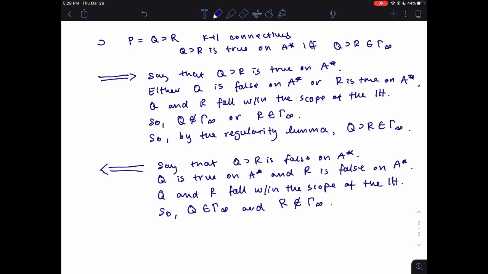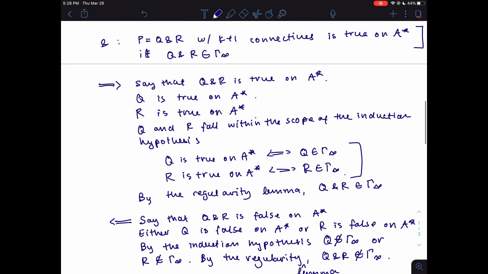Then we can appeal to the regularity lemma to get to our conclusion that if Q is a member of gamma infinity and R is not a member of gamma infinity, then if Q then R cannot be a member of gamma infinity. And that's it. We assumed that if Q then R is false on A star, and we showed that that entails that if Q then R is not a member of gamma infinity. And that concludes the horseshoe case for the proof of this final proof by induction.